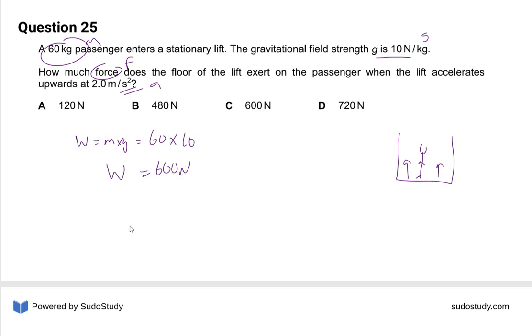That is your weight. Your weight is 600 newtons. Next, I want to know the force that you're going to exert when you accelerate, ma. So this is going to be 60 times 2. So this is the upward acceleration. So this would be the newtons.